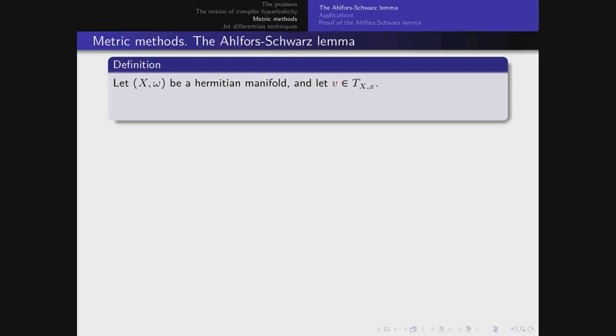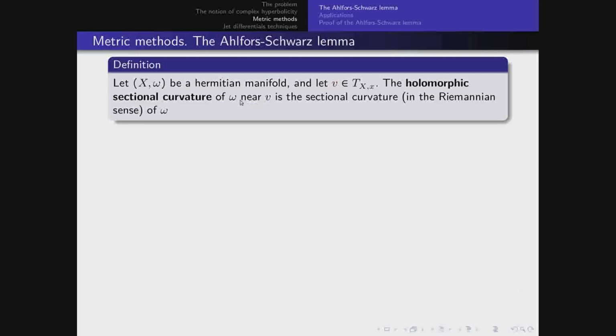Before stating this lemma, I will just recall one definition, namely the holomorphic sectional curvature of a Hermitian metric. So take a Hermitian metric omega on the manifold X. The holomorphic sectional curvature of omega in the direction of a tangent vector v is simply the sectional curvature in the Riemannian sense of omega in the real 2-plane that you get by taking the real part and the imaginary part of v.